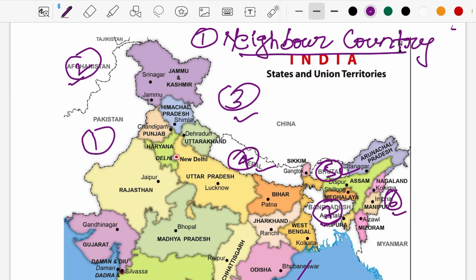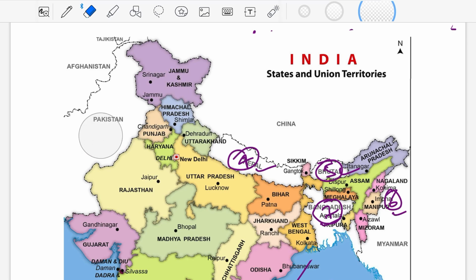Next we look at, in increasing and decreasing order, the land boundary which is touching India.